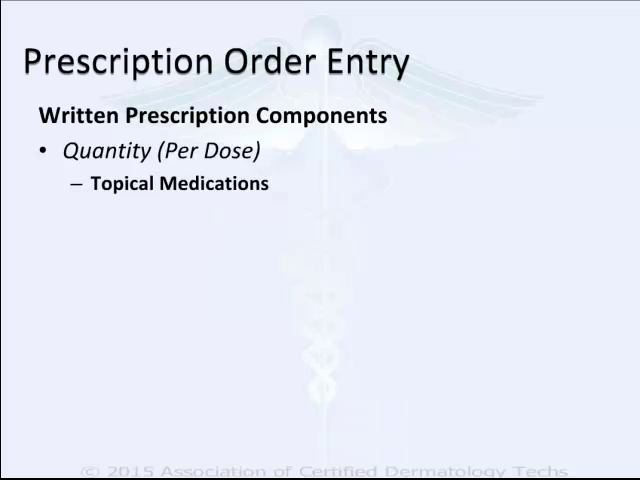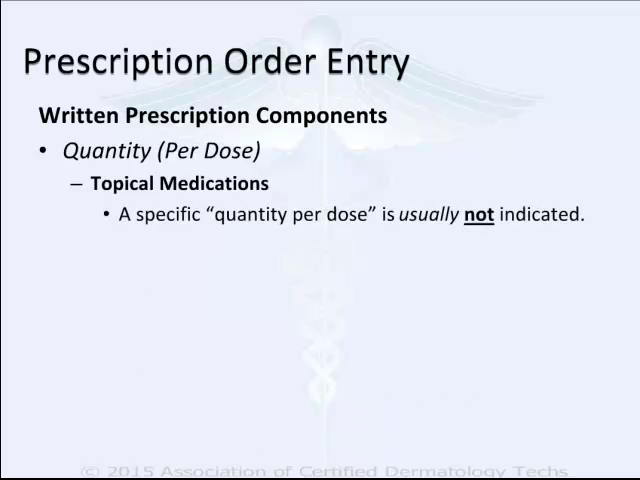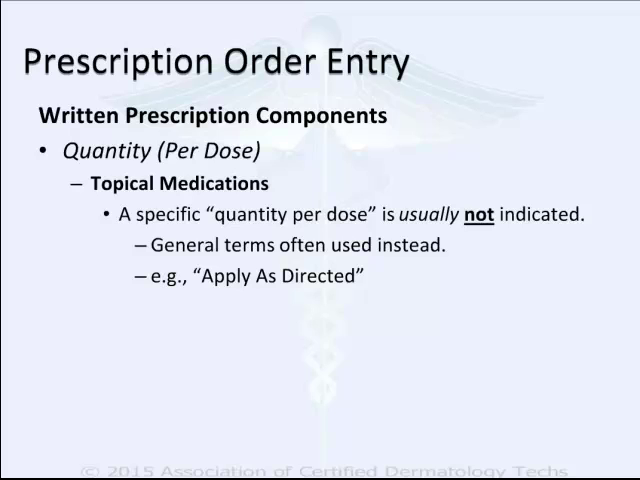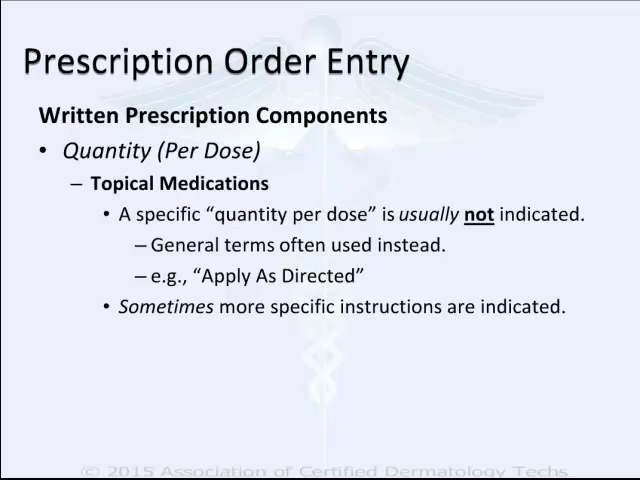For the topical medications, a specific quantity per dose is usually not indicated. The reason is because there are so many variables which come into play, such as surface area of the treatment site, consistency of the medication, etc. Instead, for topicals, general terms are common. For example, topical steroids are simply written to apply as directed. Sometimes more specific instructions are indicated. For example, apply 1 pea-sized drop, a common quantity description for retinoids like Retin A, Differin, and Tazorac.